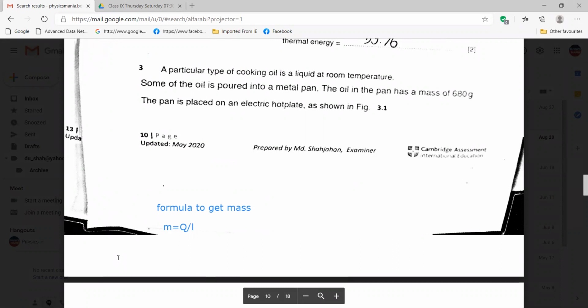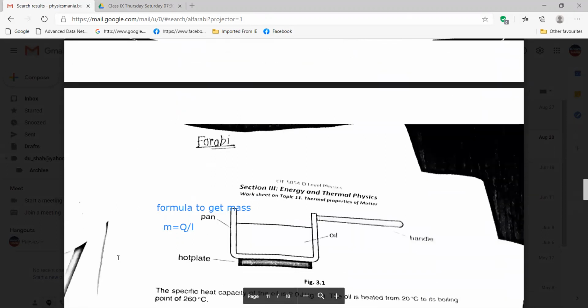A particular type of cooking oil is a liquid at room temperature. Some of the oil is poured into a metal pan. The oil in the pan has a mass of 680 gram. The pan is placed on an electric hot plate as shown in figure 3.1.